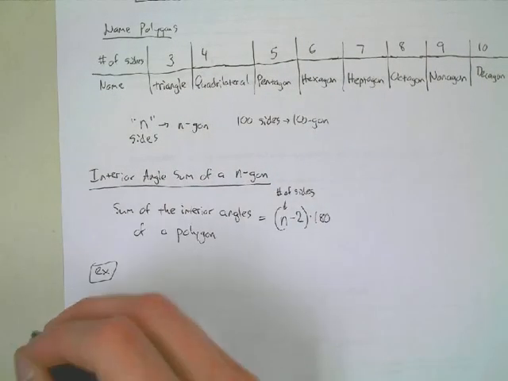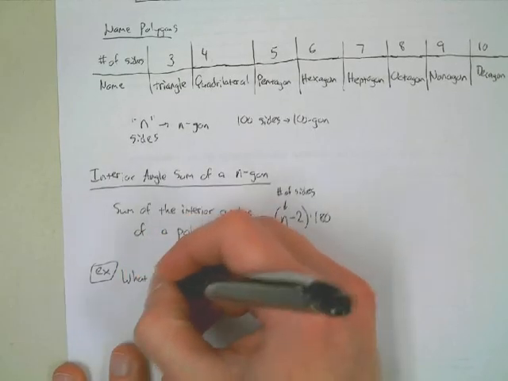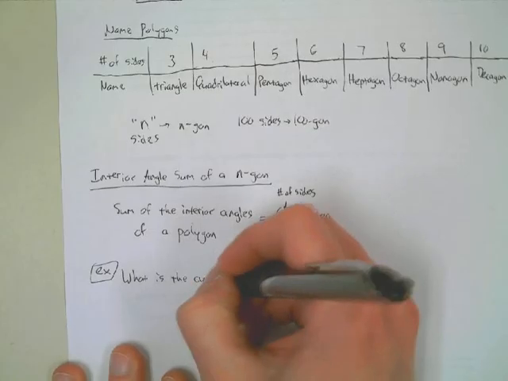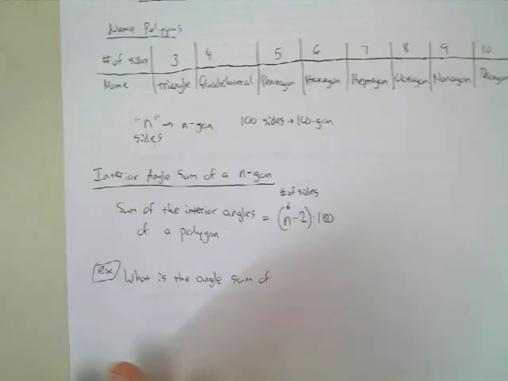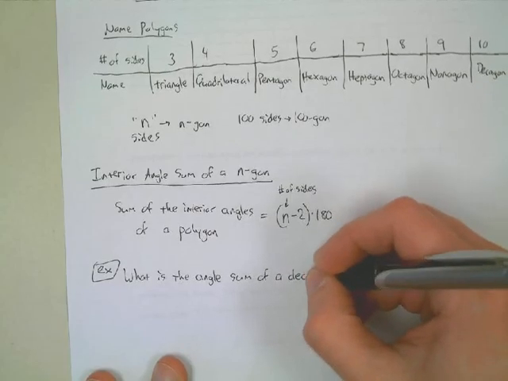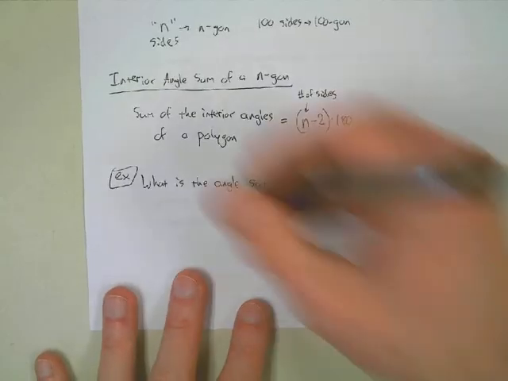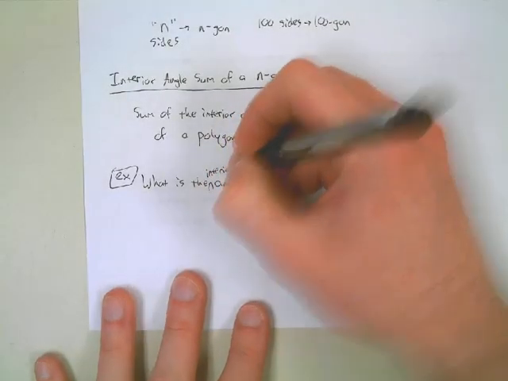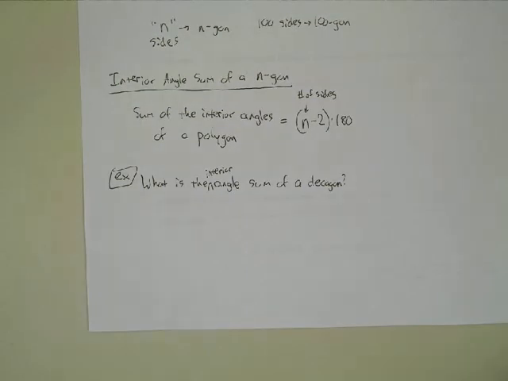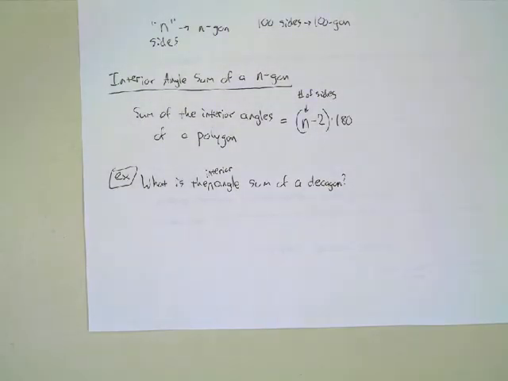All right, so let's do a quick example with this. What is the angle sum of a decagon? Okay, so we'll ask, what is the interior angle sum of a decagon? Okay, so let's see here. Donovan, how many sides does a decagon have? You need to know that. How many sides, and how much the angles would add up to?